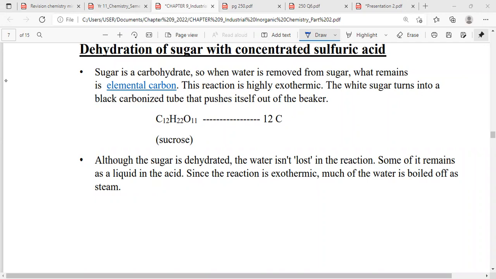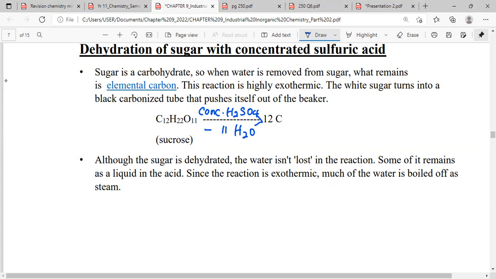So sucrose is a form of sugar, and this is the formula for sucrose. When sucrose reacts with concentrated sulfuric acid, it removes water molecules. And what is left behind when the water is removed? Only the carbon is left behind. Now, why 11 water? So the 11 times, water is H2O, right? So 2 times 11 is 22 here, and 1 times 11 is 11. Is that clear? So this is the equation for the dehydrating property of concentrated sulfuric acid.